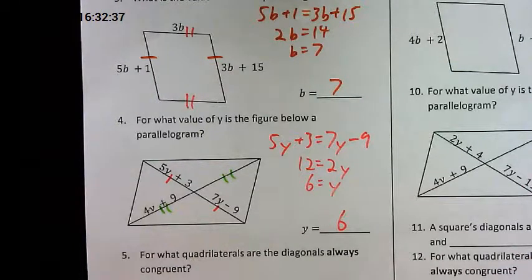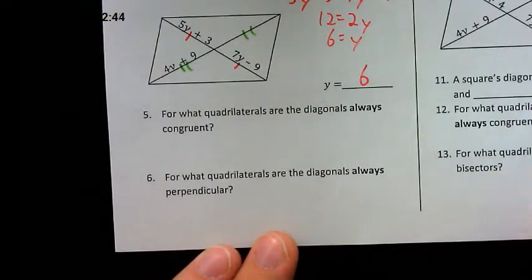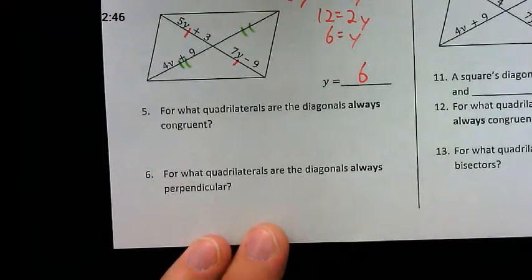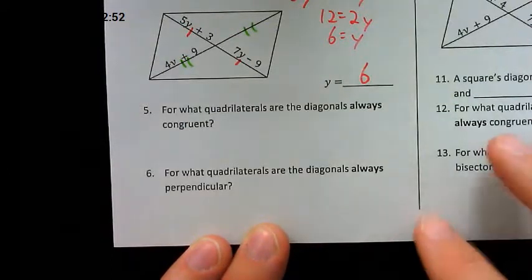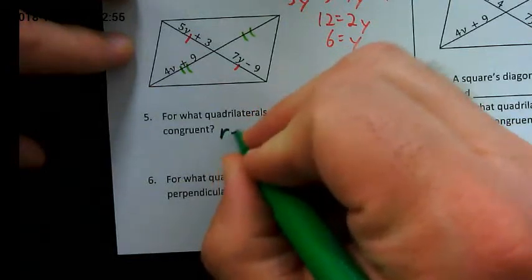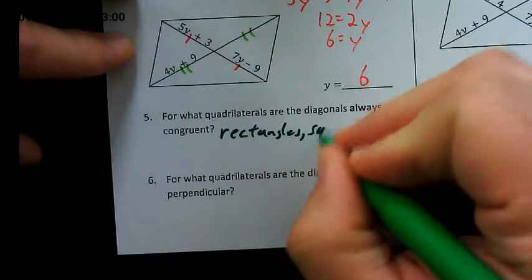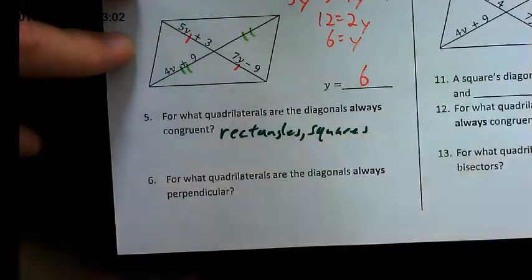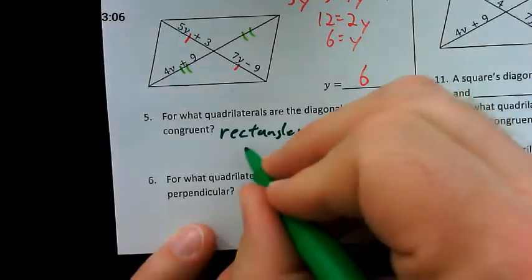All right. Now, the next ones are specific to the properties. It's not even doing any algebra. It's just, you got to know your properties. For what quadrilaterals are the diagonals always congruent? Rectangle and square. All right. We got rectangles. And square. We got squares. And there's one more. Isosceles trapezoid.